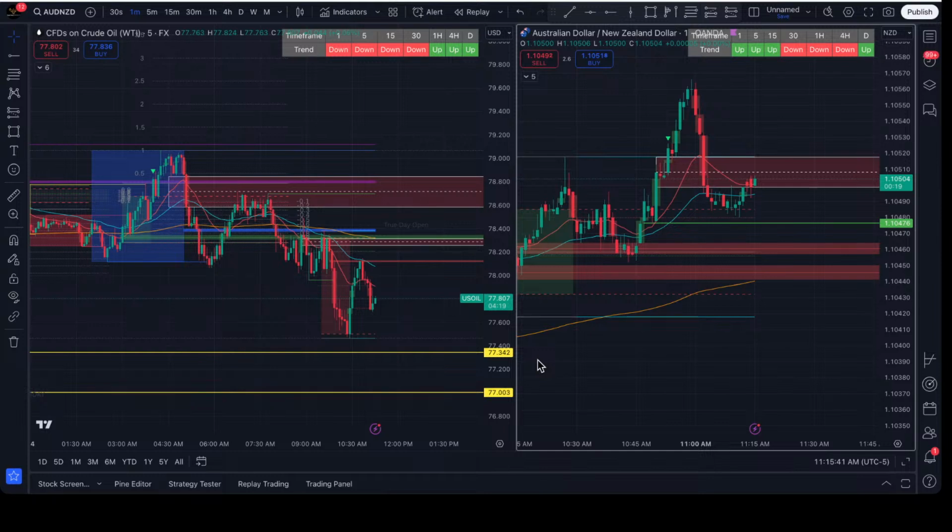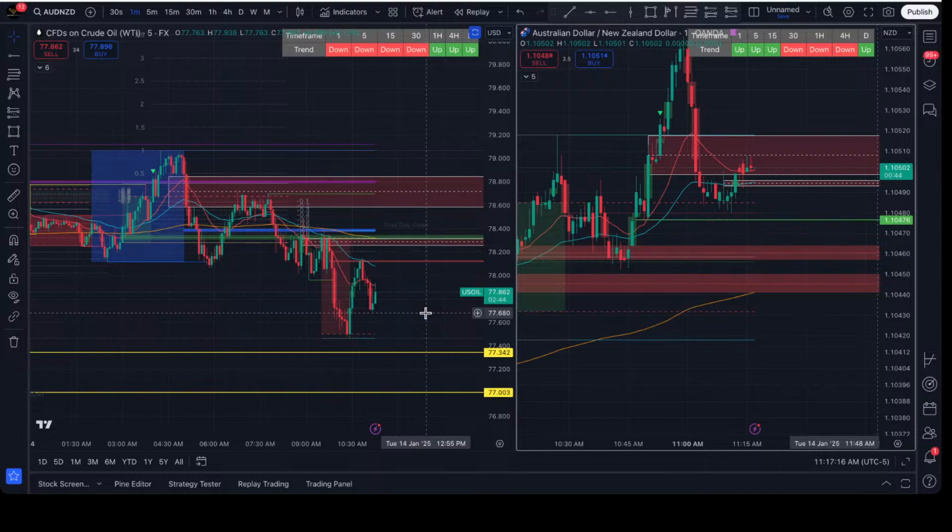Oil, now bouncing off the 20 EMA again. I want to see this thing push down. So far, a bit of a sloppy day.